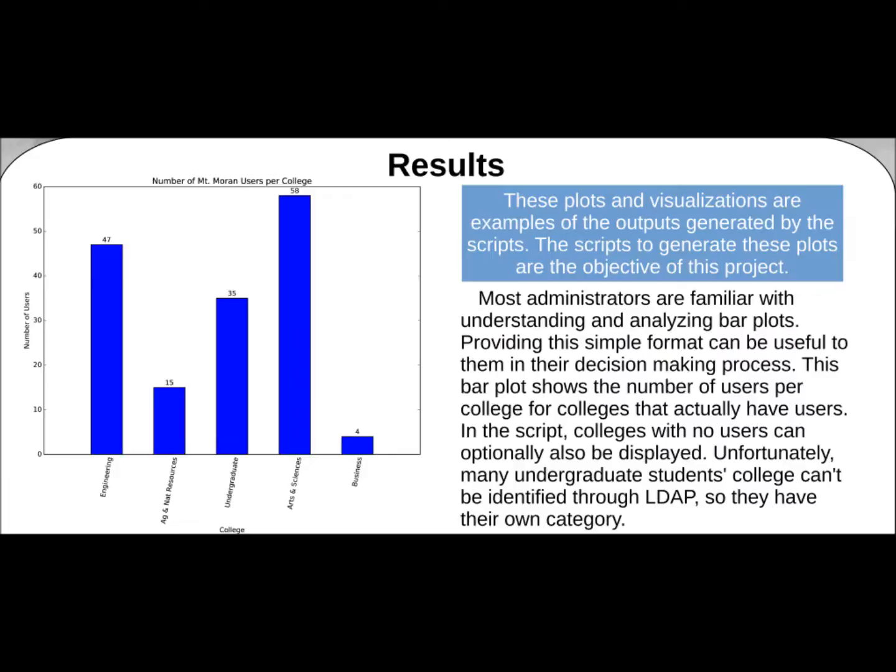A quick note, these plots and visualizations are examples of the outputs generated by the script, or Gephi and a script. The scripts used to generate these plots are the actual objective of this project. Most administrators are familiar with understanding and analyzing bar plots. Providing this simple format can be useful to them in their decision-making process. This bar plot shows the number of users per college for colleges in the university that actually have users on Mount Moran. In the script, colleges with no users can also optionally be displayed on the plot. Unfortunately, most undergraduate students' colleges can't be identified through LDAP, so they have their own category.